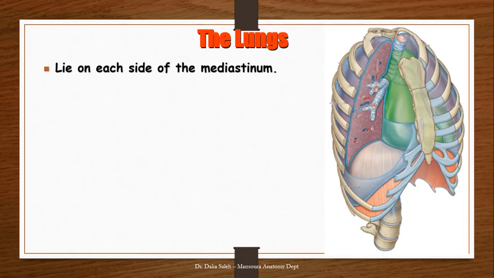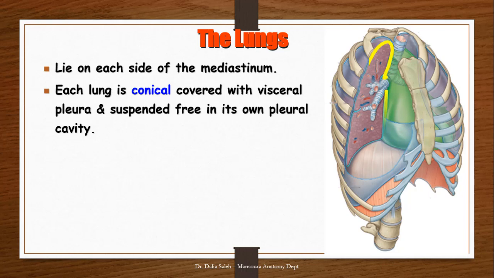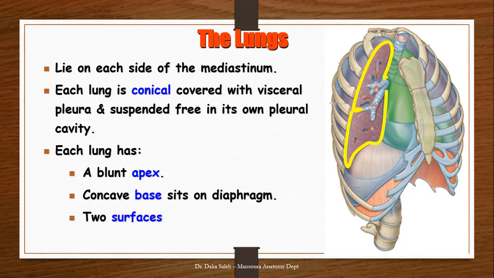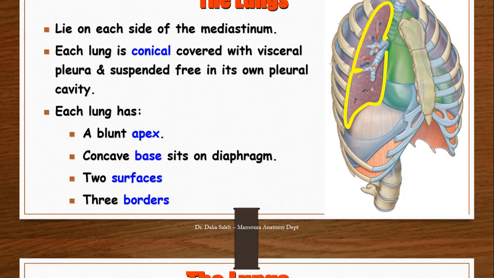The lungs lie on each side of the mediastinum. Each lung is conical in shape, covered with visceral pleura, and suspended freely in its own pleural cavity. Each lung has a blunt apex, a concave base which sits on the diaphragm, and two surfaces, the costal surface and the mediastinal surface. Also, it has three borders: anterior, posterior, and inferior.